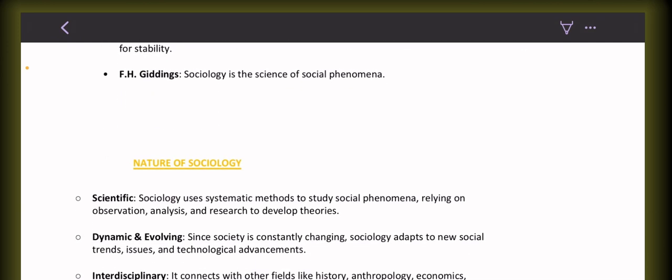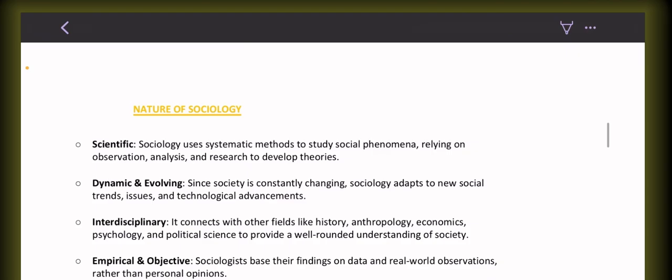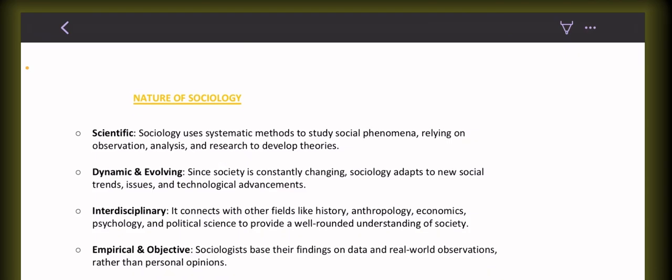Now, let's move to the next topic, nature of sociology. Nature of sociology is very interesting. Scientific: sociology uses scientific methods to study social phenomena, relying on observation, analysis, and research to develop theories. This means sociology uses scientific methods like observation and so on. Another nature of sociology is that it is dynamic and evolving. Why? As society is changing, people also change, and hence the sociology.